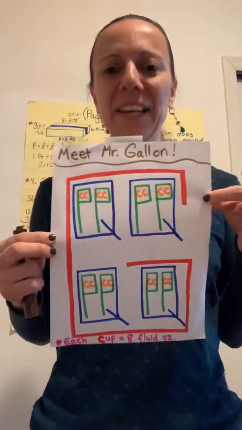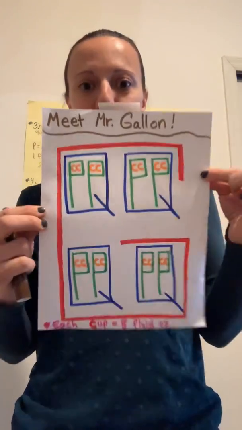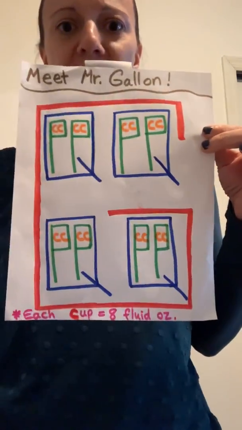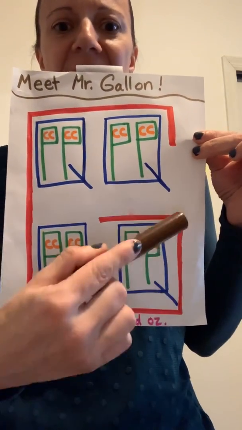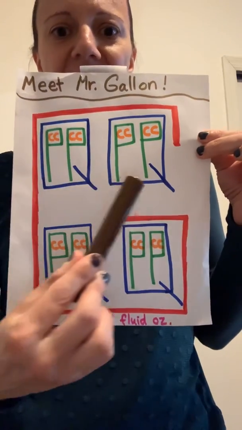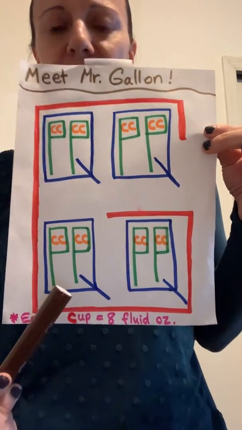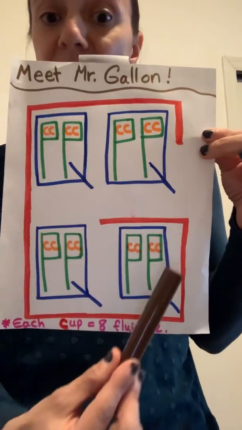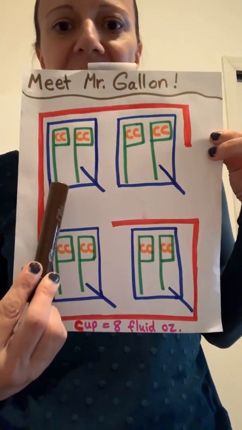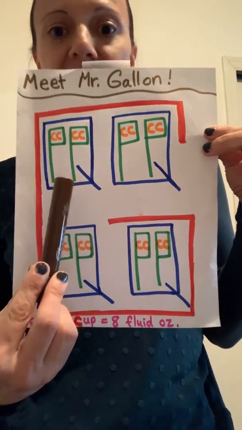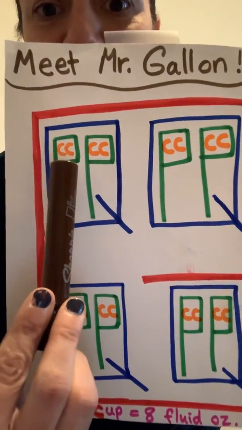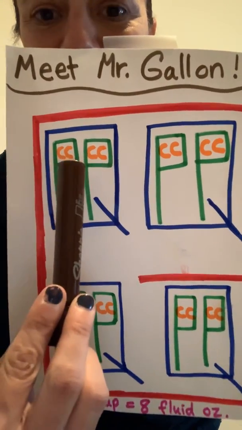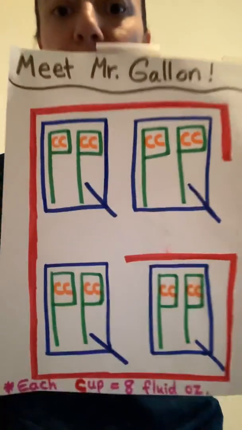Here's my nice little aid that I use when I'm working with the customary units of capacity. This is Mr. Gallon. Let me take a minute to introduce you. The big G around the outside is a gallon. Inside the gallon, you can see 4 blue Q's. Those stand for quarts because 4 quarts make a gallon. Inside each quart are 2 green P's for pints because there are 2 pints in a quart. And if you zoom in, each P has 2 little C's in it for 2 cups in every pint.